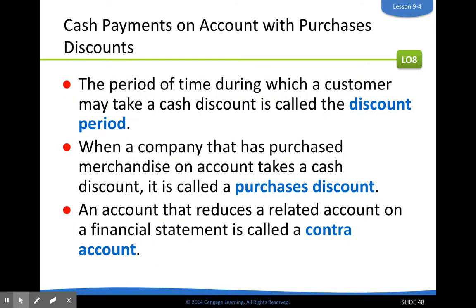Our next example, we are going to talk about having a discount. A discount period, like I said earlier: you may have 30 days to pay, but if you pay within 15 days, you might get a discount. So the discount period would be 15 days. That would be a purchases discount, which decreases purchases. So that is a contra account, something that decreases another account. Purchases discount decreases purchases, so therefore, purchases discount is a contra account.